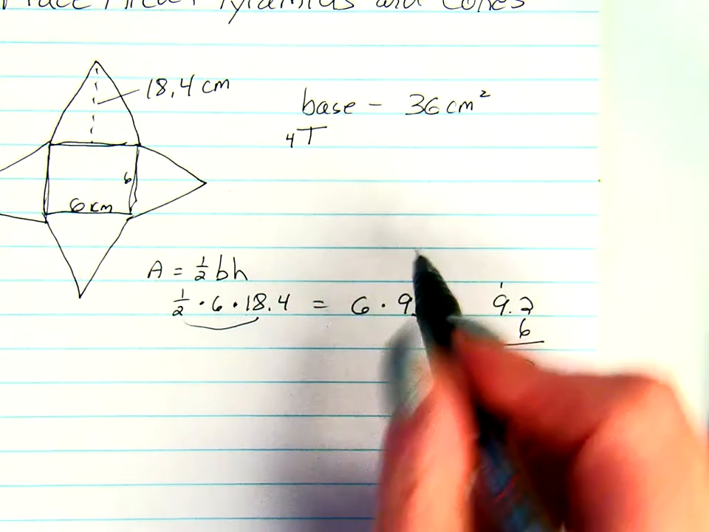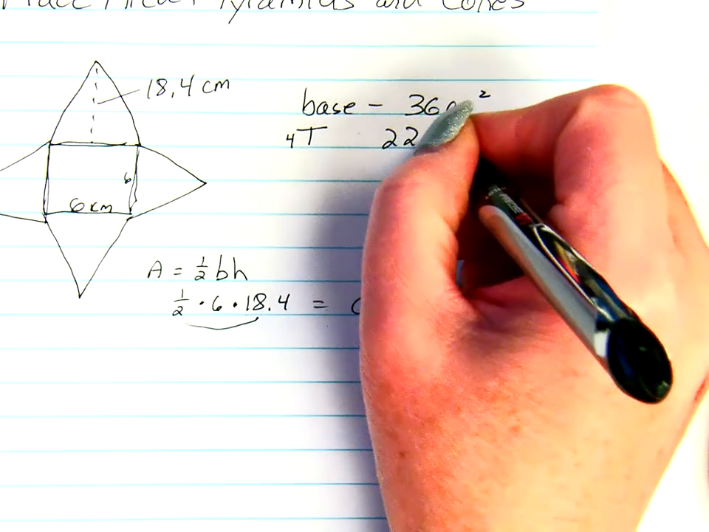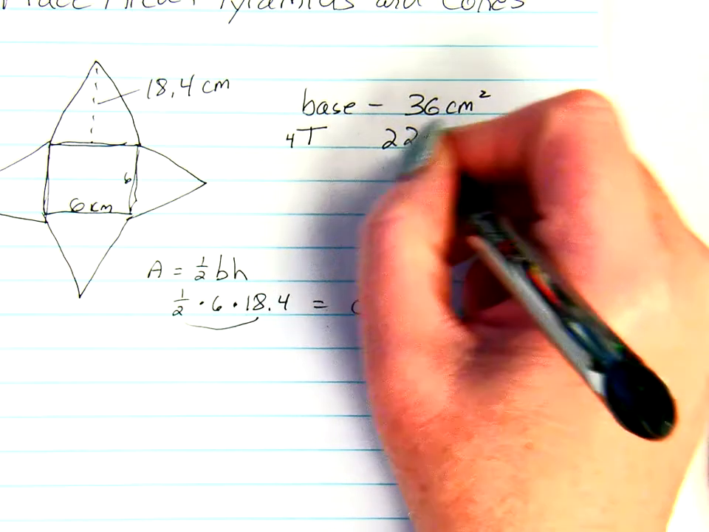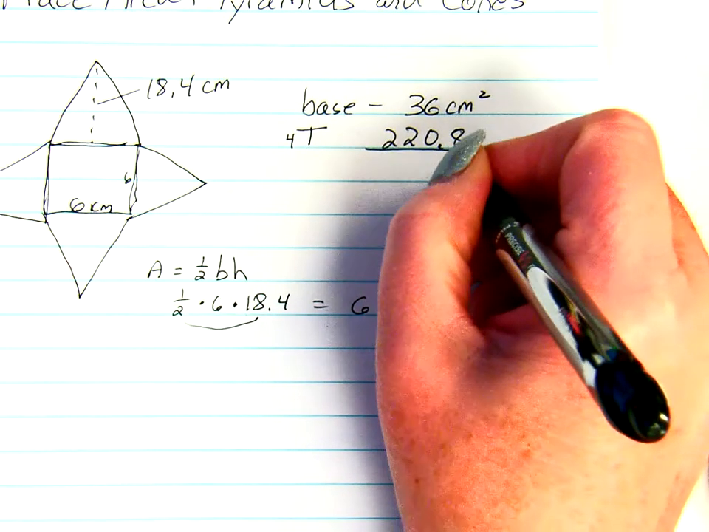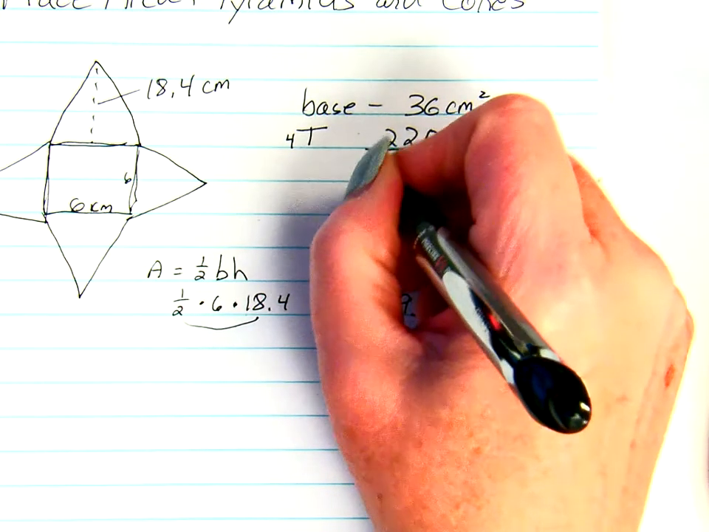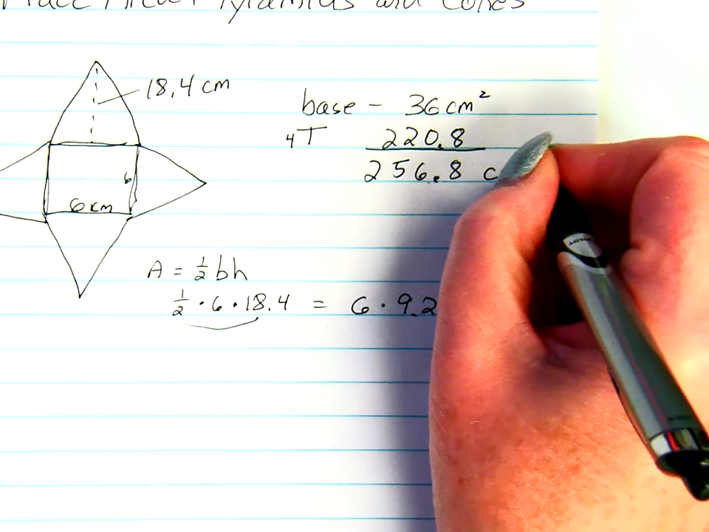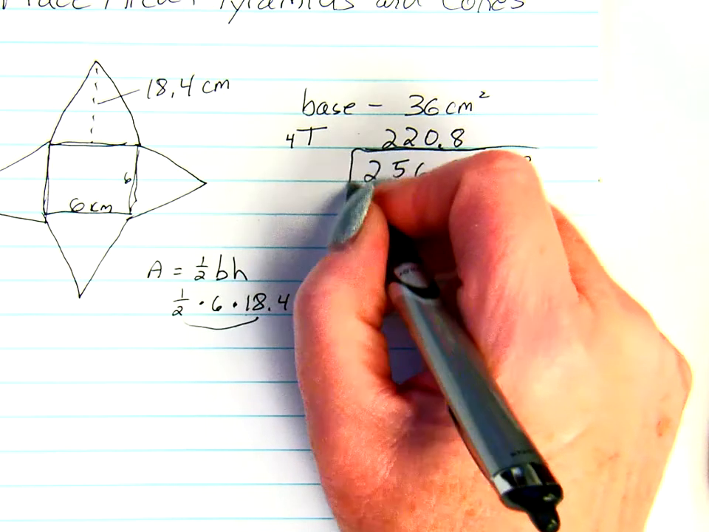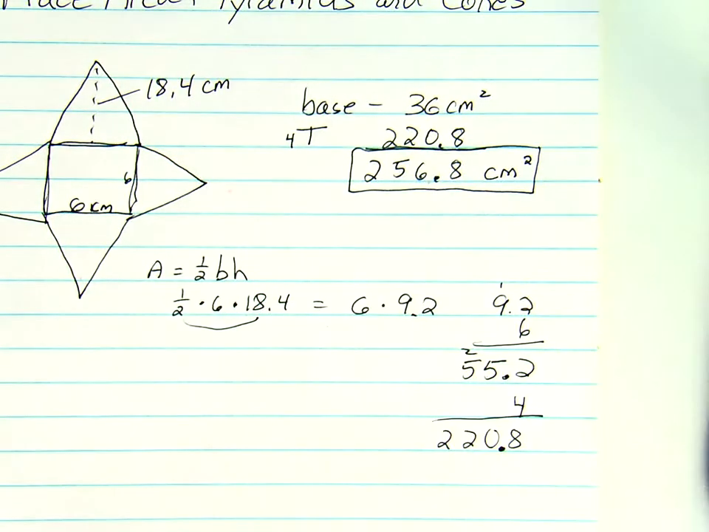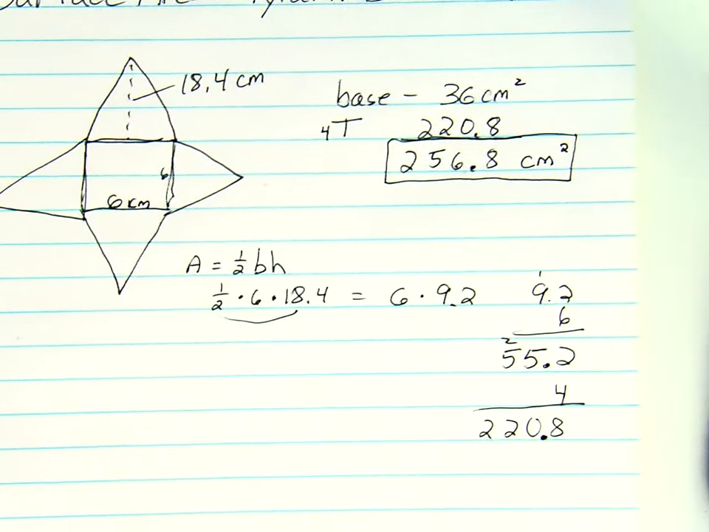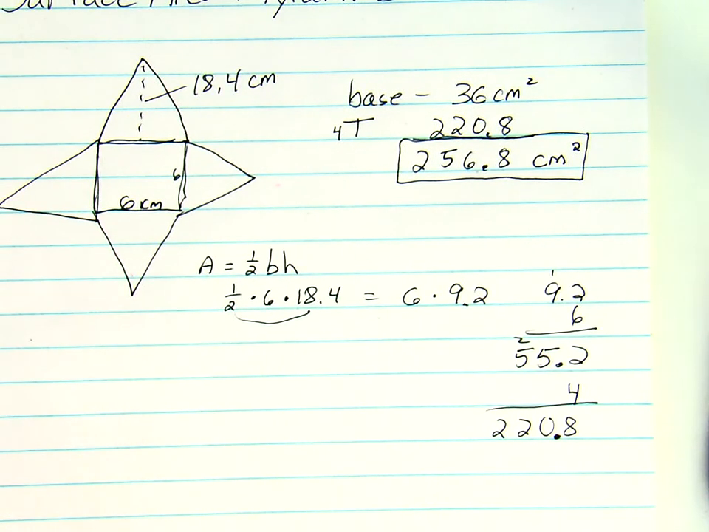And I'm going to bring this number up here and add it to my base, which is going to give me 256.8. We're in centimeters, and my unit is squared. So if that looked easy to you, that's good, because really surface area is not complicated. It's just a matter of understanding what all of your numbers are. So that is a square pyramid.